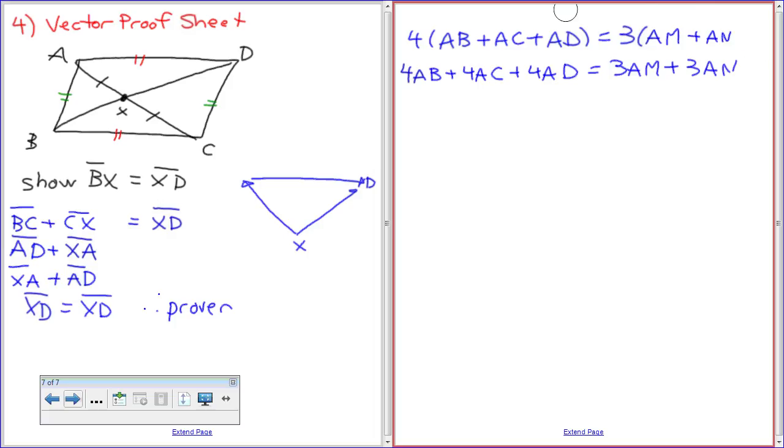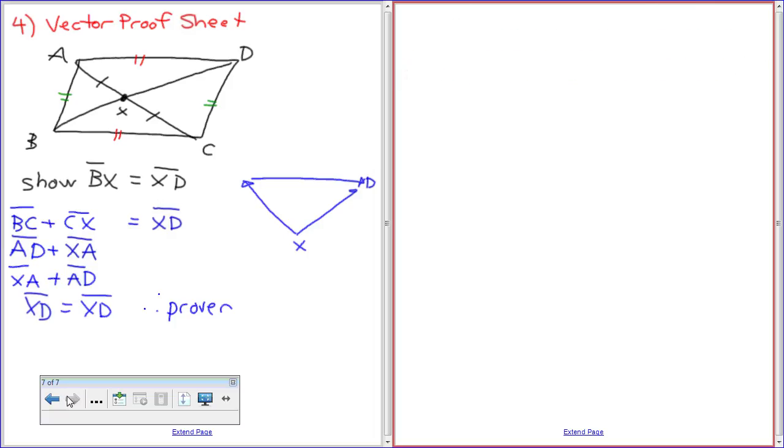Did that sort of make sense, what we did here? You just have to think of the things that are equivalent. That's it. Since we did the whole BC plus CX, could you do BA plus AX as well? Yeah, BA plus AX would work. I can say that BX, I have to show that that's true, so I'm going to say BA plus AX.